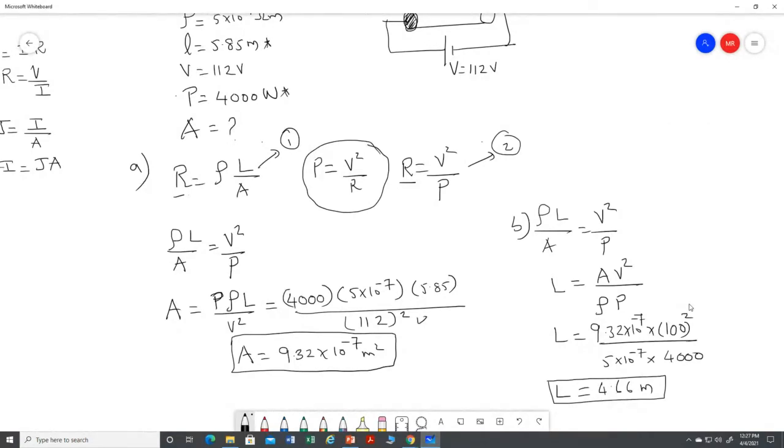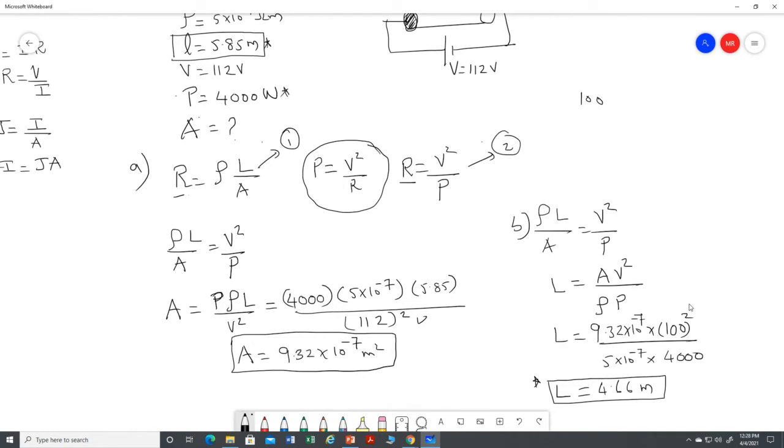If you want to set 112 volt, how much length do you need? 5.85. Okay. If you want to set 100 volt, what is the length you need? 4.66. That's it. Clear? The most important thing in the first part and the second part is that you have to use the same power. In such a case, this much length is enough. If the power is different, it will be wrong. Clear? So please read the question very carefully, doctor.